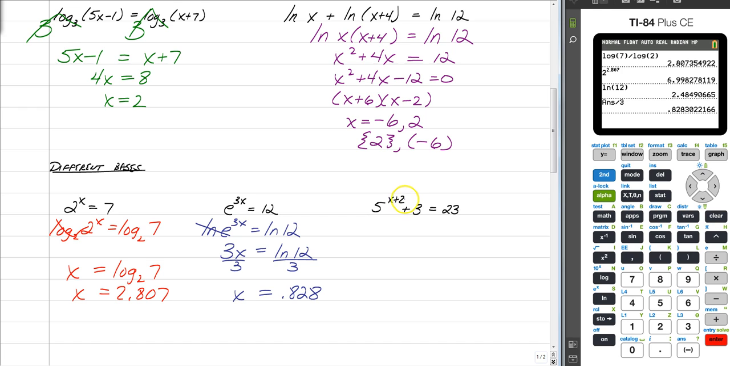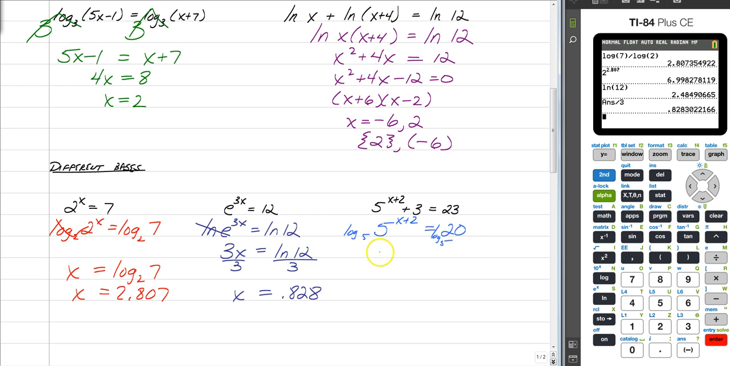Okay, and as always, when you're solving for x, you need to isolate the term. So the first thing we need to do is subtract 3 from both sides here. So we have 5 to the x plus 2. That's equal to 20. And now, to get this by itself, we have to take the log base 5 of both sides.